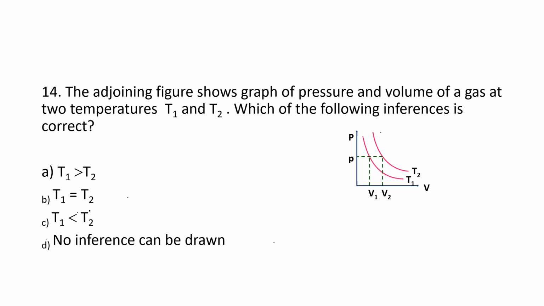So from the graph, it is clear, you can see in the graph here, the second one, T2. T2 is greater than the T1 value at the same pressure. So when the pressure is kept constant, the volume is directly proportional to temperature. In this graph, at that particular pressure, the temperature T2 is greater than T1. So option C is the correct option here. T2 is greater than T1.